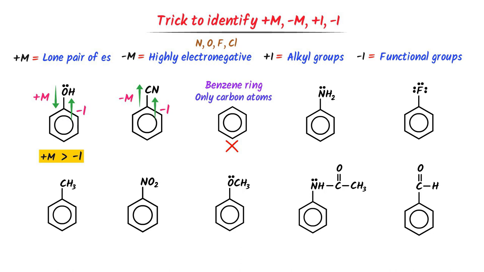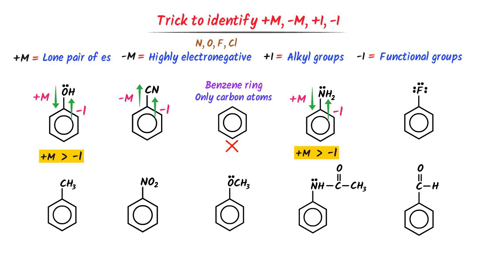In the fourth case, there is a lone pair of electrons on NH2. Here, it shows positive M effect. On the other hand, NH2 is a functional group. It shows negative I effect. We know that positive M effect is always greater than negative I effect.